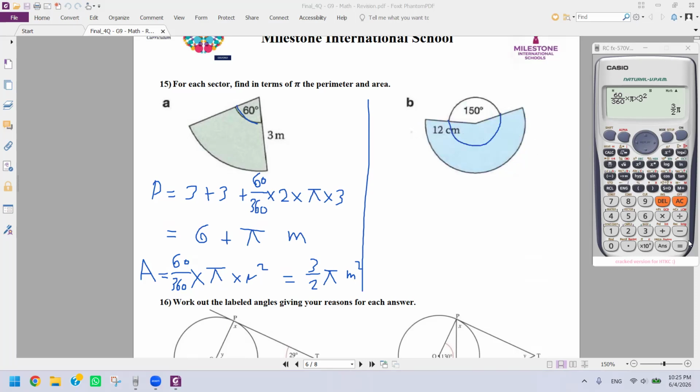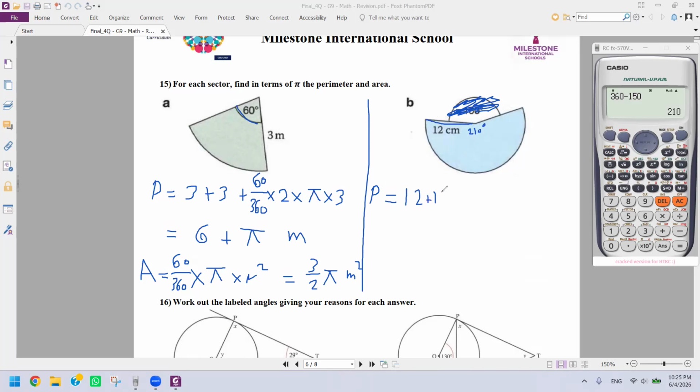We know that the circle is 360. So you do 360 minus 150 is 210. So it means this angle is 210 degrees. So now, in my mind, I ignore this. I don't need it anymore. Now we need to find the perimeter. As I said, do the radius alone.